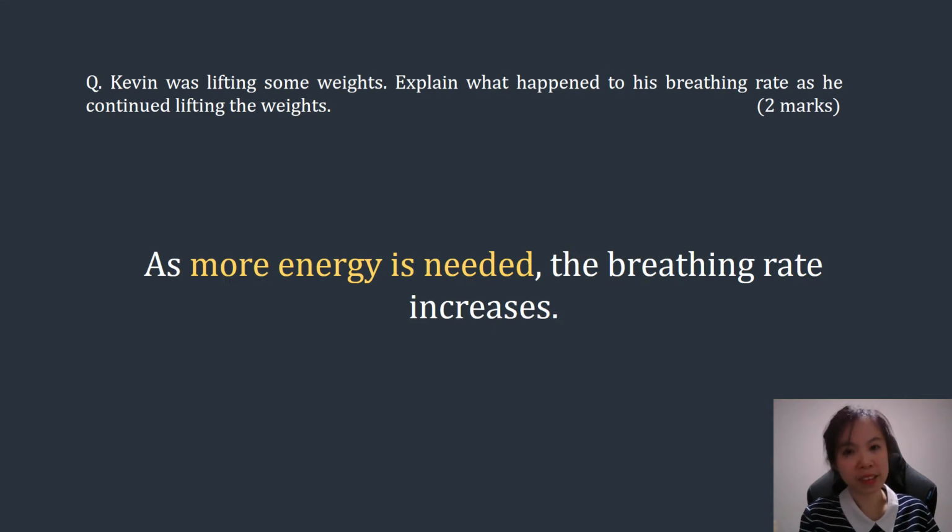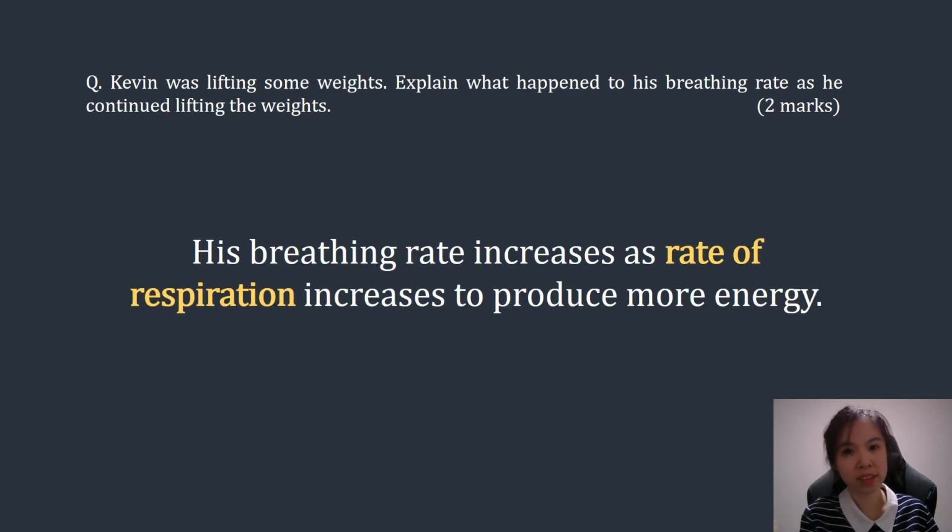Now let's look at this answer. Well done. Now this next student was able to explain why breathing rate increases when he continued lifting weights. But that doesn't mean he is getting the full marks. He failed to outline the process that allows this energy to be produced. Now this answer. He has explained the process that helps us produce energy. It's respiration. You might think that the answer is complete. However, it isn't. It did not demonstrate the need of oxygen for respiration.